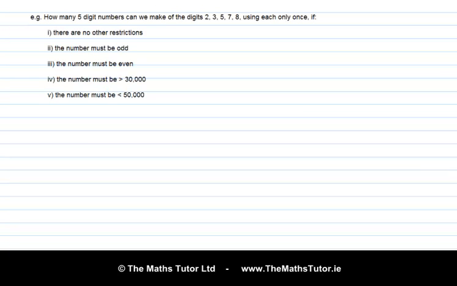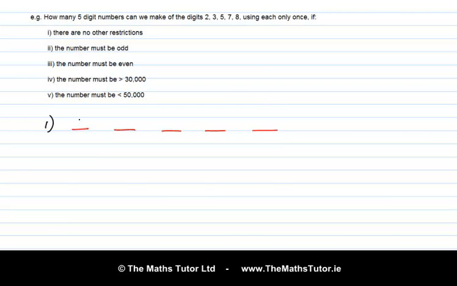How many 5-digit numbers can we make of the digits 2, 3, 5, 7, 8, using each only once? And then we're given 5 different scenarios, 5 different sets of conditions. So let's look at the first one, where there are no other restrictions. So we're making a 5-digit number, so there are 5 slots to fill, 5 choices to make. The only condition is that we can't reuse any of the numbers.